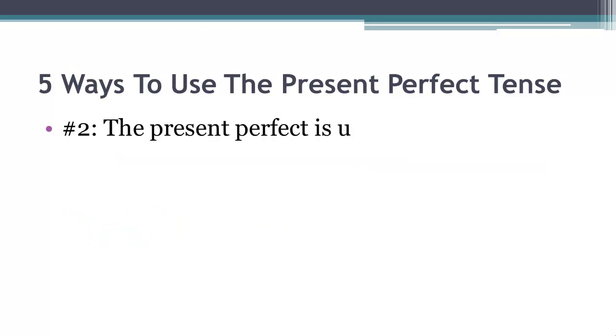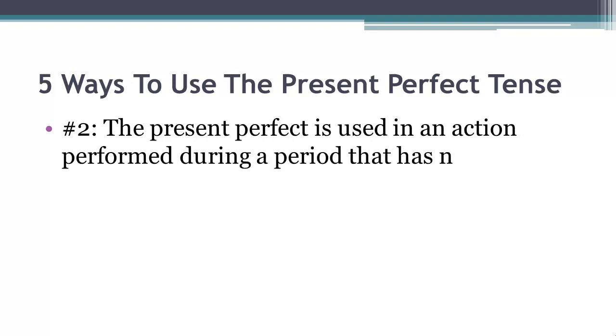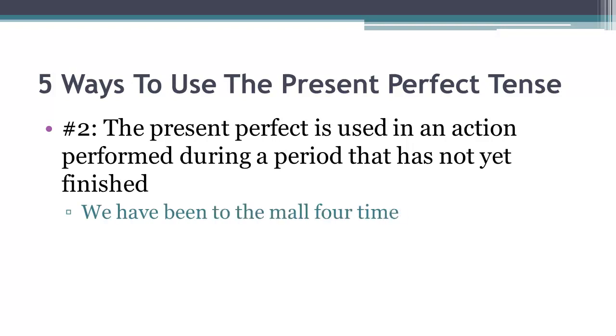Number 2, the present perfect is used in an action performed during a period that has not yet finished. We have been to the mall 4 times. It has snowed a lot this month.